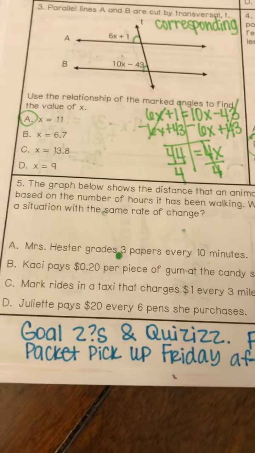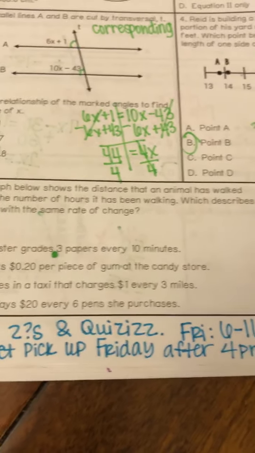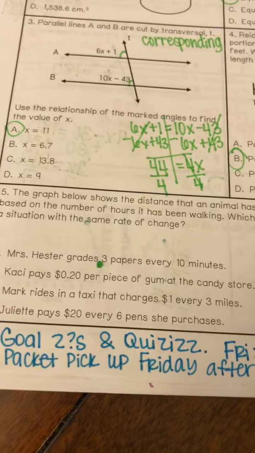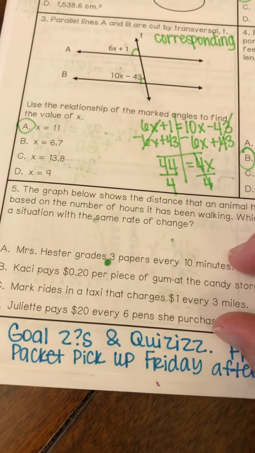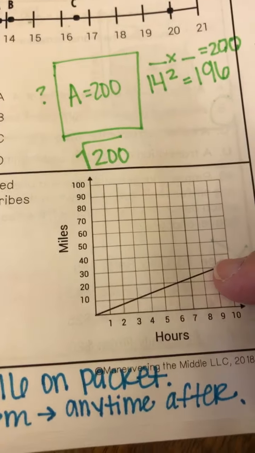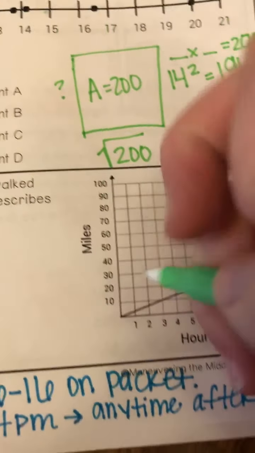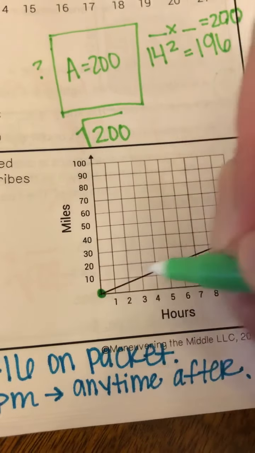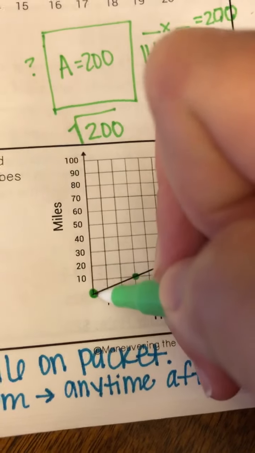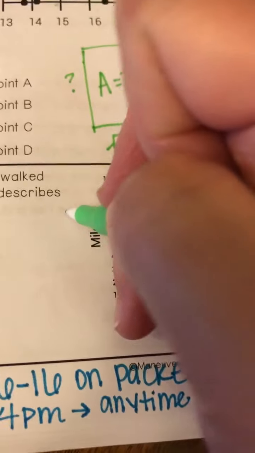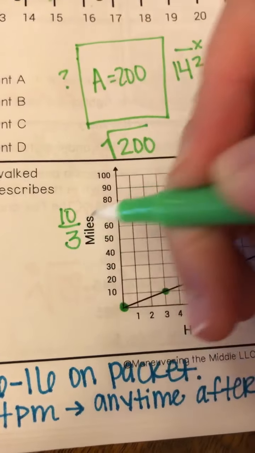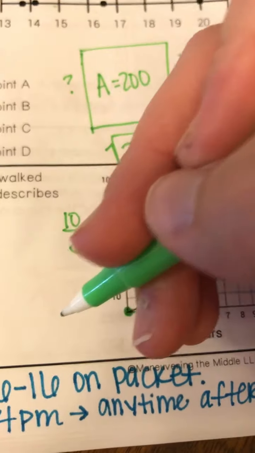And last but not least, I've got a graph, and it's showing the distance that an animal has walked. Well, I need to figure out which one of these situations could also have the same slope as the one that I have presented. So this is a point at the origin, and this is a point. I'm going to do rise over run. That's going to give me 10 over 3. So I'm looking for something when I set up my rate is also going to give me 10 over 3.